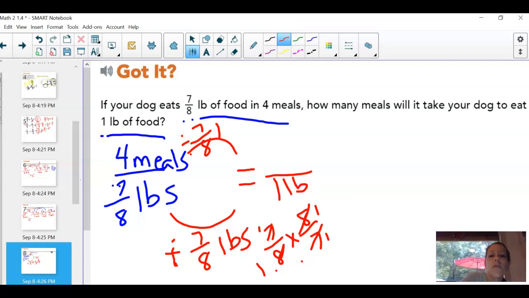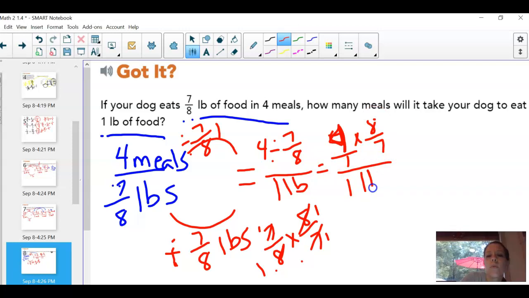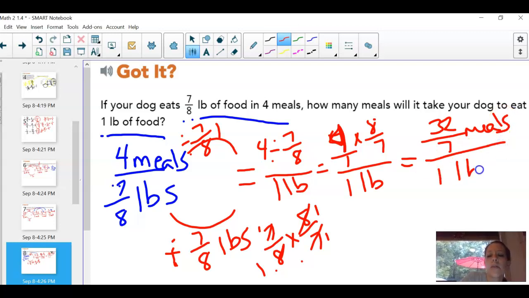Now I've got 4 divided by 7/8. So what am I going to do? I'm going to take the 4, and I'm going to multiply that times 8/7. 4 is the same as 4/1, and I leave the 1 pound. There's nothing I can cross cancel, so I have 32/7 meals, right? And then 1 pound per pound.